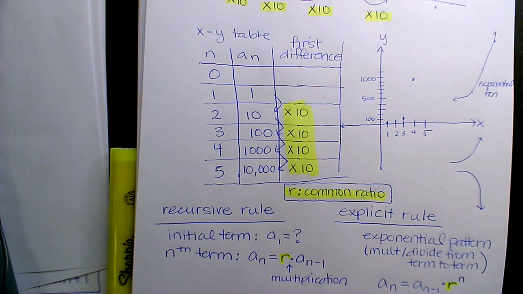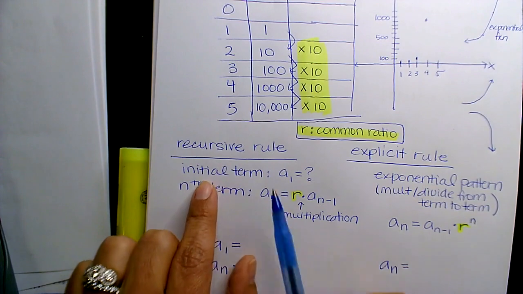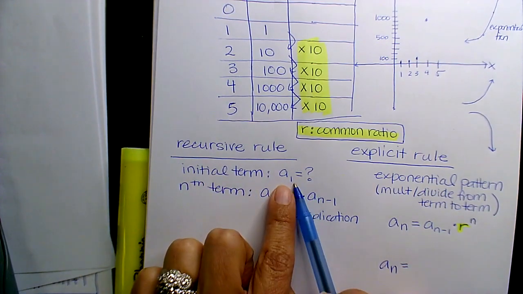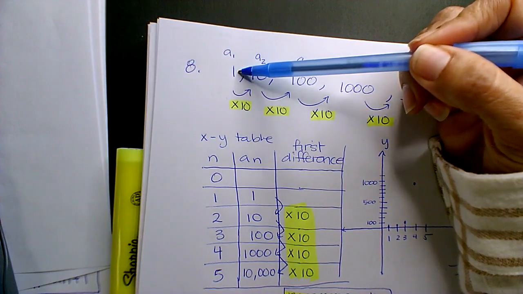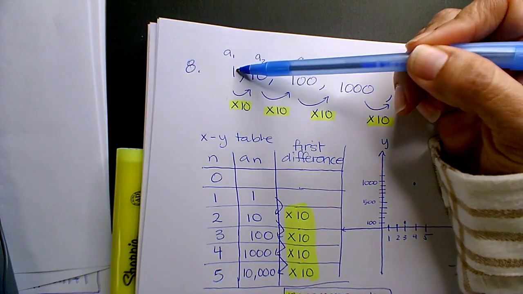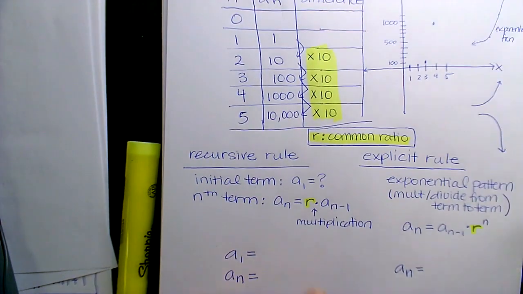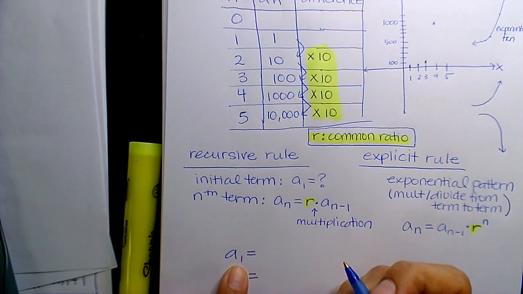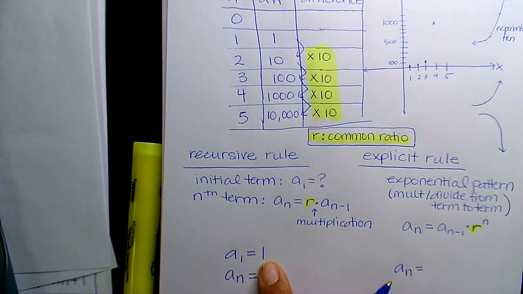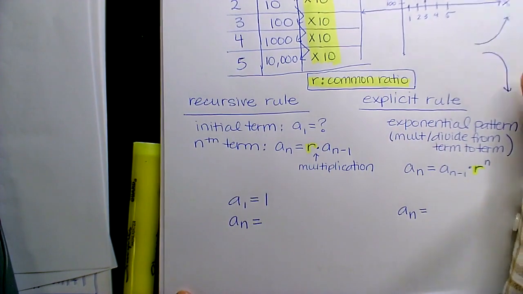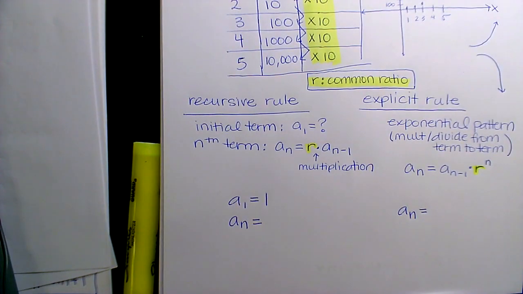Keep going. Okay, so now let's write our initial term. Okay, so let's write recursive rule. You have to give me the initial term. So what's the first term that they give you? The first term that they give you in the pattern is 1. So this is the first term, A sub 1 is 1. The first term is 1. That's the value. So that's easy.